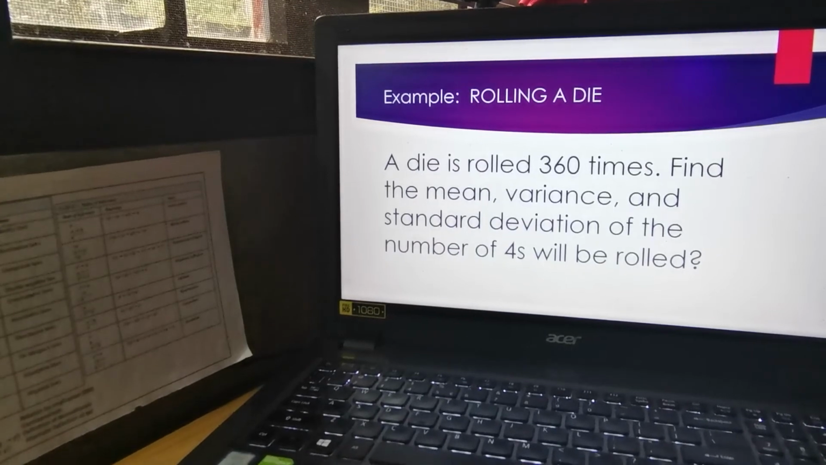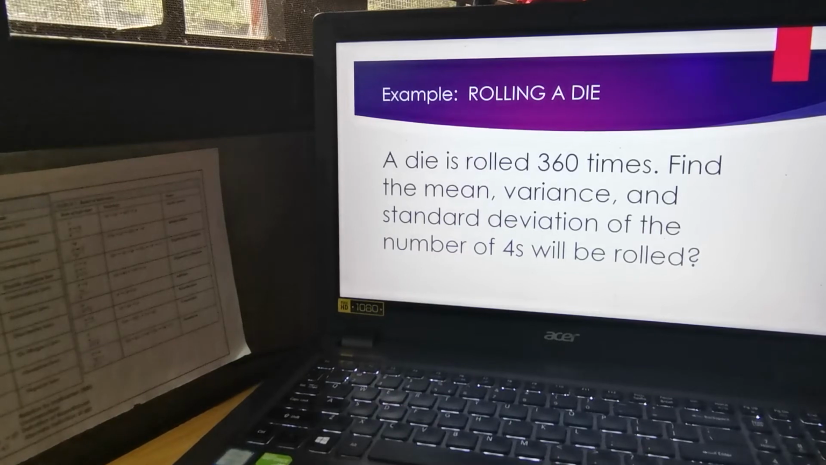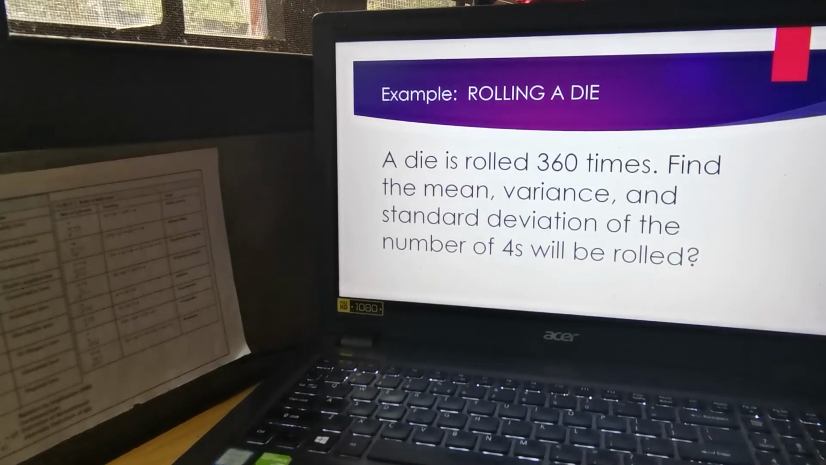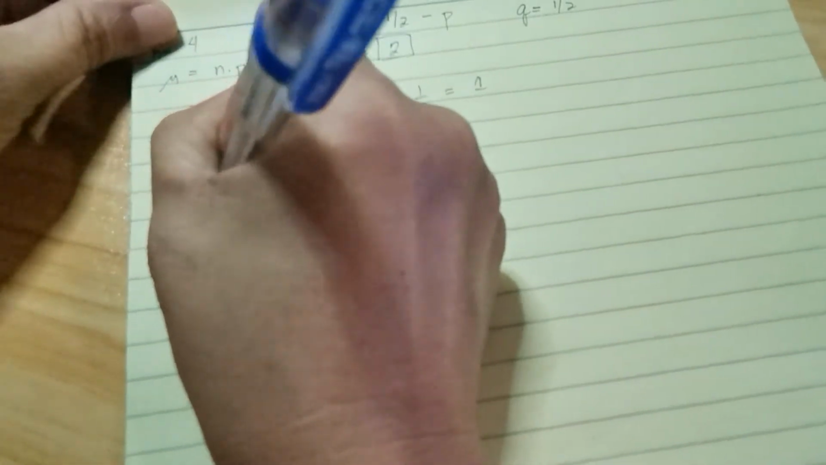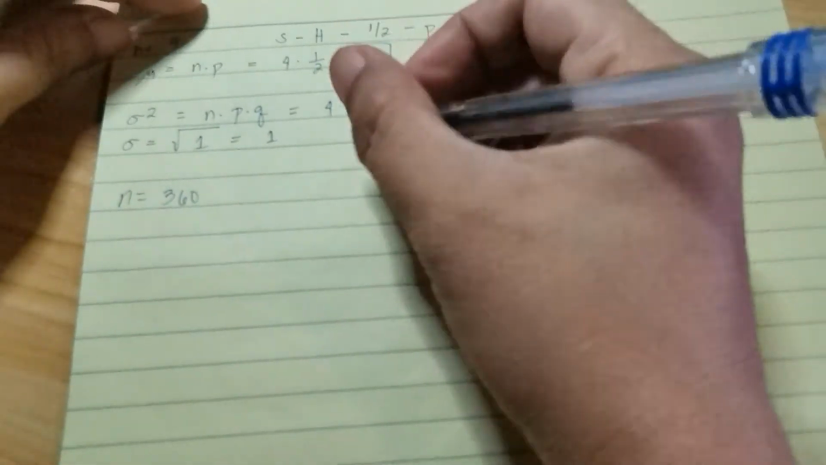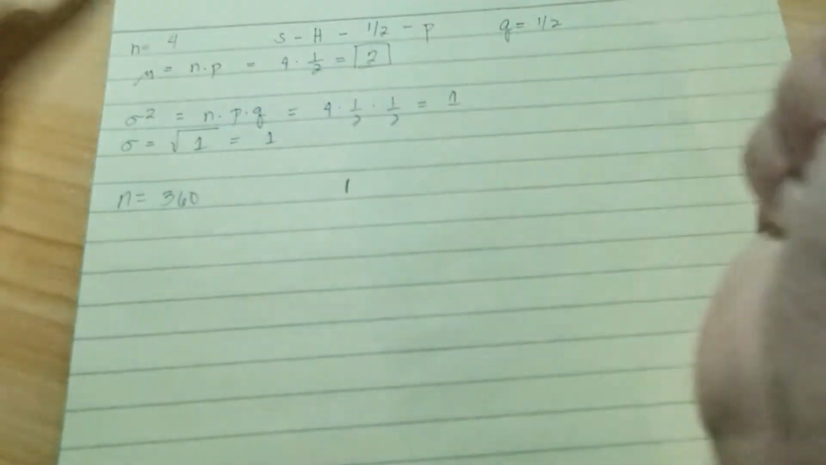So, a die is rolled 360 times. Find the mean, the variance, and the standard deviation of the number of 4s that will be rolled. So, hahanapin daw natin yung kapag 360 times. Sige, hahanapin natin siya. Dito, ang n natin this time ay 360 times.